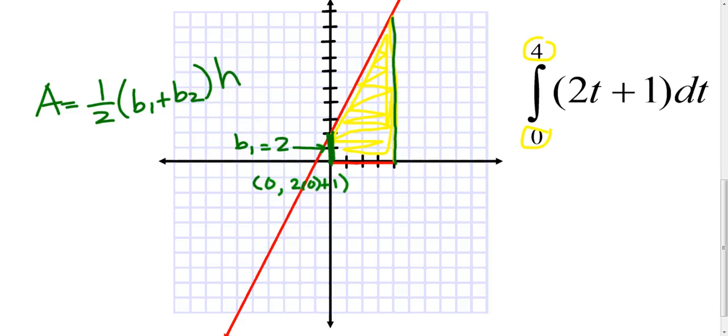I don't think this is graphed right. It's not. It should be 2t plus 2. That's why this is not graphed right. Okay? Sorry, it's 2t plus 2.